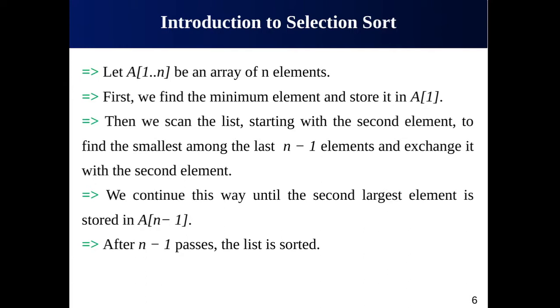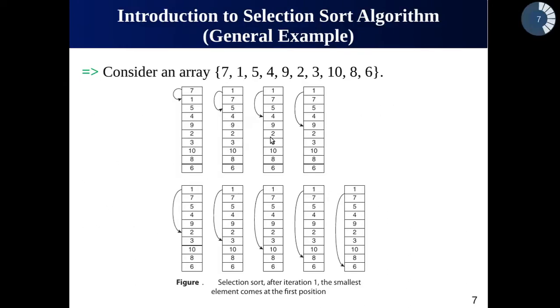that is A2. And then you have to repeat the process, continue this way until the second largest element is stored in the second final position. So after performing n-1 passes over the data, you will see that the list will be in sorted form. Let us see a more detailed example to understand better the concept of selection sort algorithm.